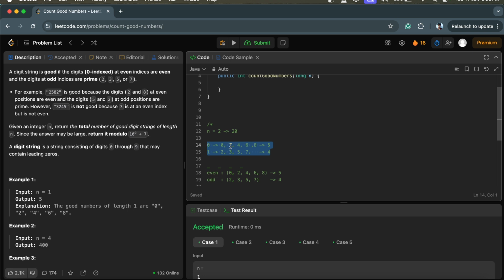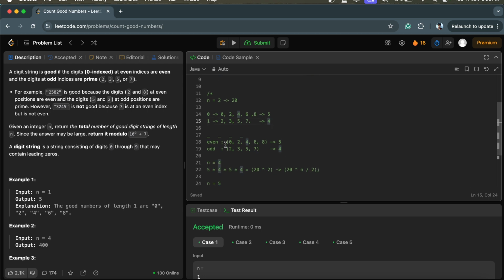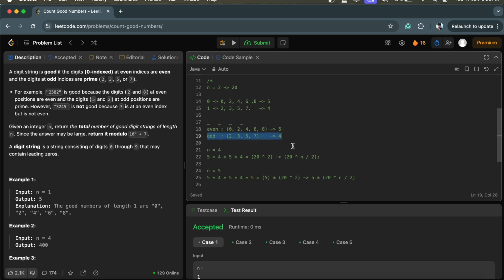Okay, so 0, 2, 0, 3, 0, 5, 0, 7, one possibility, then it is 2, 2, 2, 3, 2, 5, 2, 7, then it is 4, 2, 4, 3, and so on, till 8 we will be having different possibilities. So yes, we are pretty much clear that at the even index we can have 5 possibilities. At odd index we will be having 4 possibilities. So it is clear that even indices have 5 possibilities and odd indices have 4 possibilities.